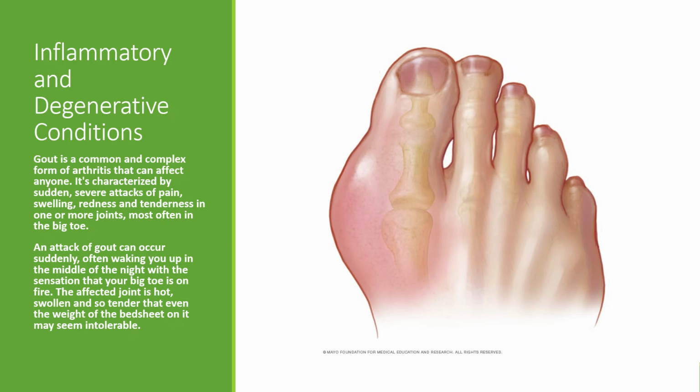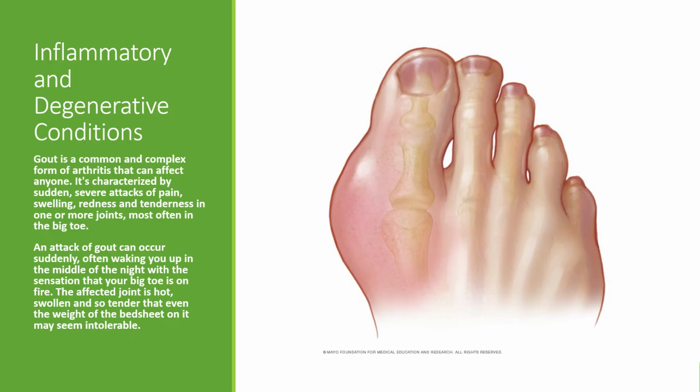The last type of arthritis that I'm going to talk about is gout. So gout is a common and complex form of arthritis that can affect anyone. It's characterized by sudden and severe arthritic attacks of pain and swelling and redness and tenderness at one or more joints, most often the big toe. This is where it seems to be the most common when it happens. It can occur suddenly. It usually wakes a person up in the middle of the night. They feel like their big toe is on fire. When they try to step down, it's like they've got glass.